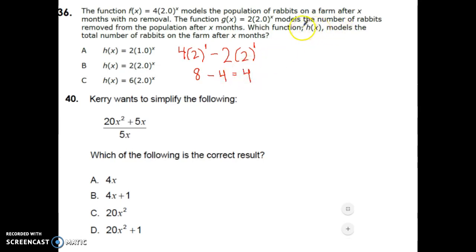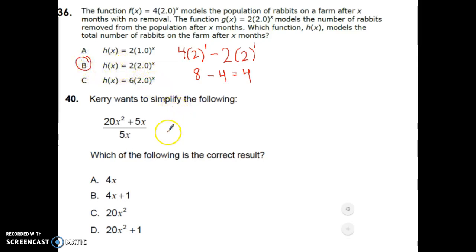And it says which function h of x models this equation? Well, I want to get 4. So if I put 1 here, 2 times 1 is 2. If I put 1 here, 2 times 2 is 4. If I put 1 here, I get 6 times 2, which is 12. So B is the answer.